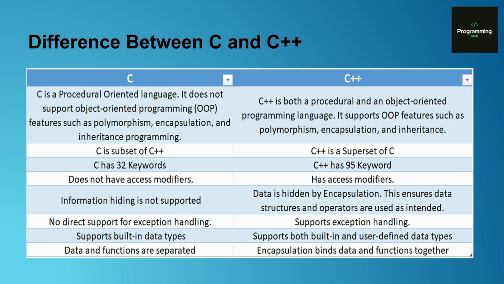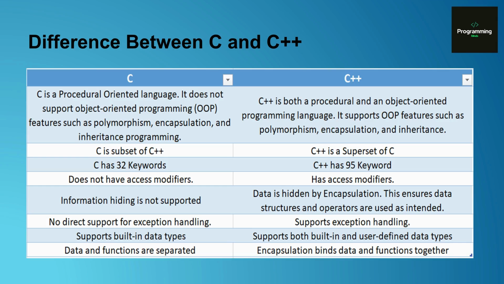Now information hiding is not supported in C, whereas in C++ information hiding is supported. The feature of object-oriented programming, that is encapsulation, supports data hiding, in which we can use the access modifiers to hide the data from the outside world.